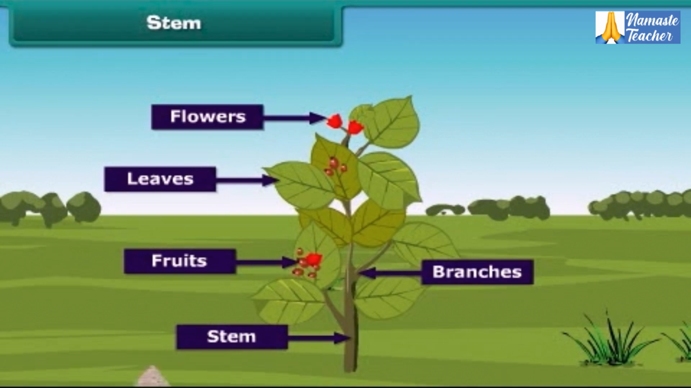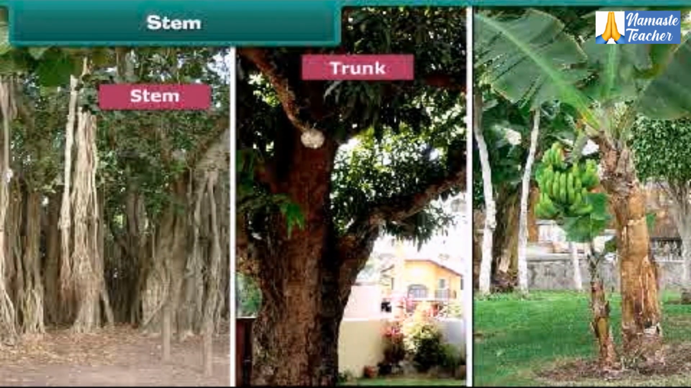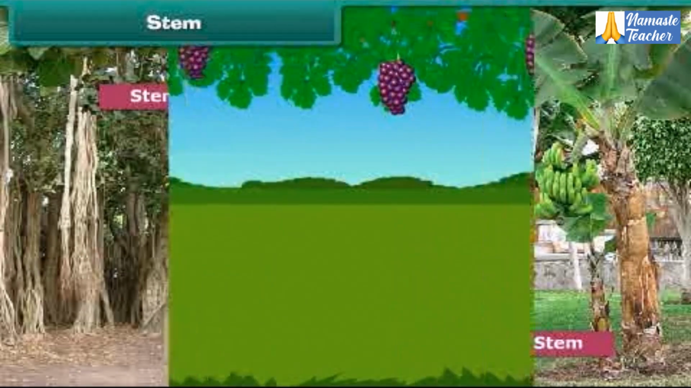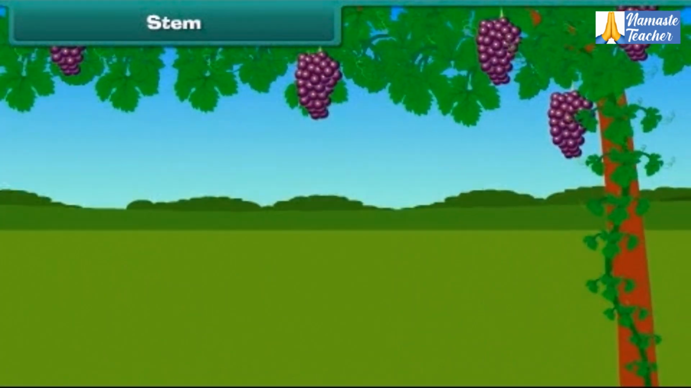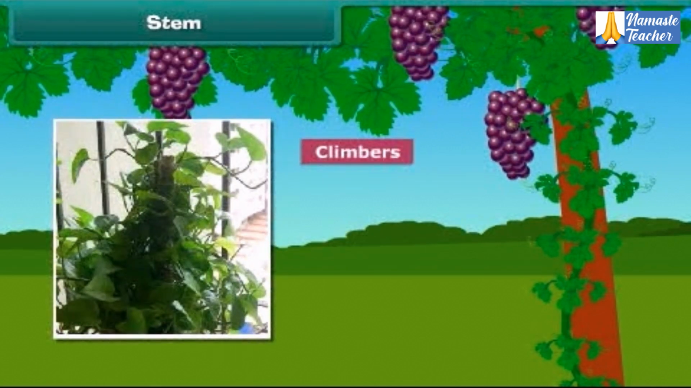Some trees like banyan and mango have hard, strong and brown stem. It's called trunk, whereas some trees such as banana has a thick but soft and green stem. In some plants, the stems are so weak that they cannot hold the plant upright. Such plants climb with the help of a support, so they are called climbers. Money plant is the best example of this kind.